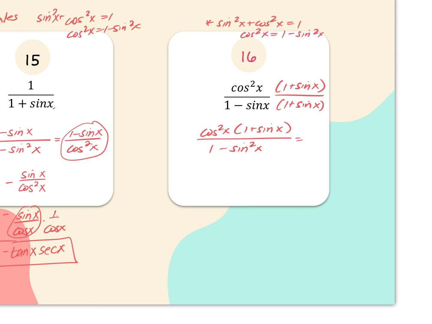So I can come over here and I have cosine squared x times 1 plus sine x at the top, and at the bottom, I can replace this with cosine squared x. And I already see the pattern. Look what's happening. These cancel. And so I'm left with 1 plus sine of x. And I would say that that's really where I want to end it.